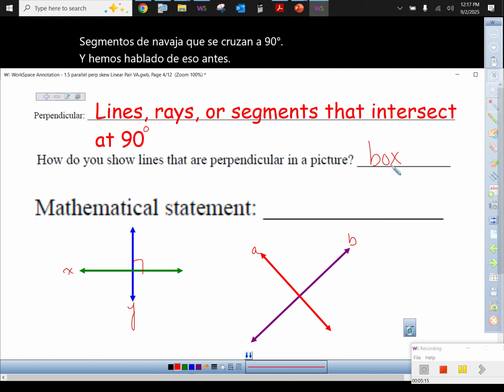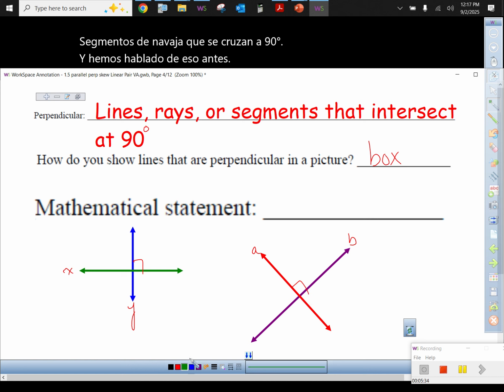But a lot of people misinterpret. They think that one has to be horizontal and the other one has to be vertical, that it always has to be that way. No, that could be at any angle you want. That's why I drew this second picture right here. Those lines right there could totally intersect at 90 degrees. So that's in a picture with the box.